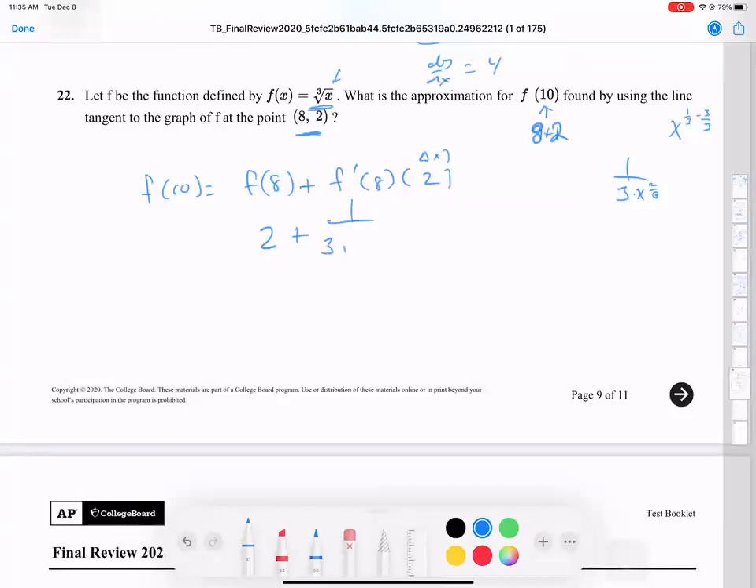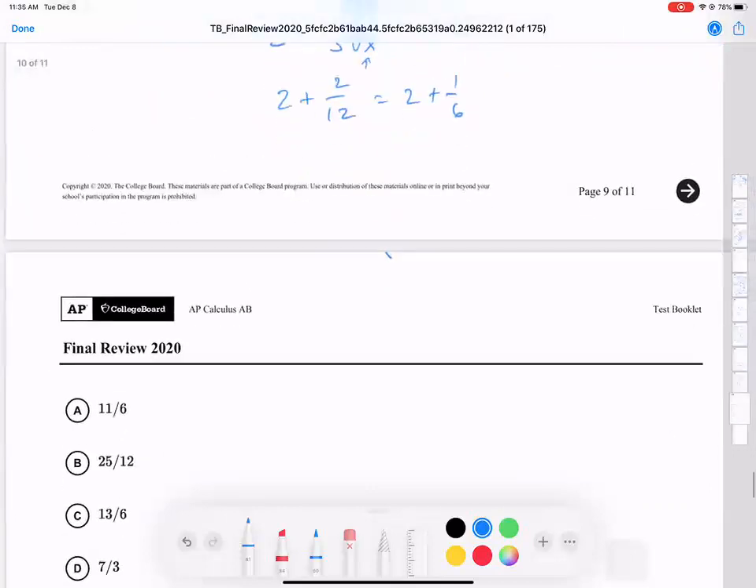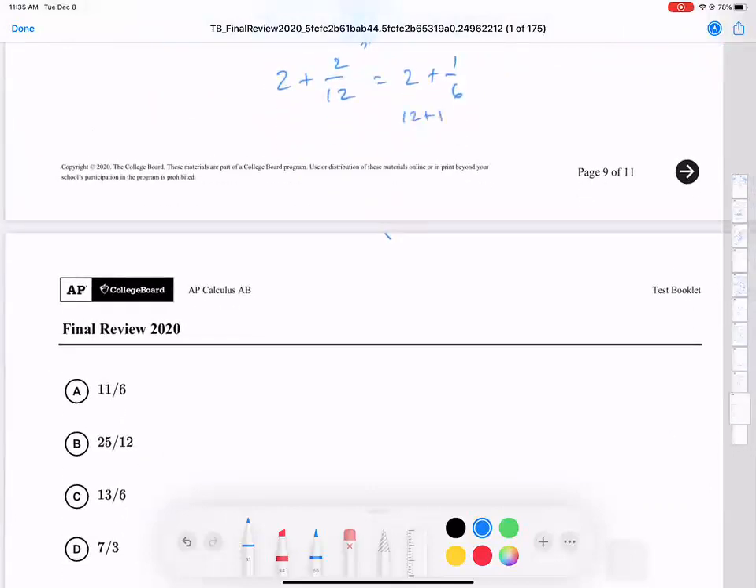I'm going to write the cube root squared. Okay, and then times 2. And we can write the 2 on top. If we plugged in our value x we said was 8. The cube root of 8 is 2, and 2 squared is 4. 4 times 3 is 12. So it's 2 plus 2 over 12, which is 2 plus 1 over 6. They want us to write a common denominator, so it's 12 plus 1 over 6, 13 over 6.